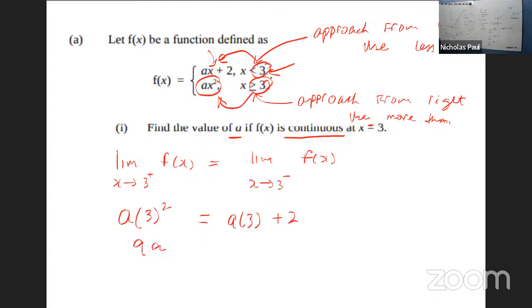So you'll get 9a is equal to 3a plus 2. Carry across 3a, and you'll get 9a minus 3a is 2. So you'll get 6a is 2, a is 1/2. That's it. A is 1/2. That's all we have to do. All this asks for is a.